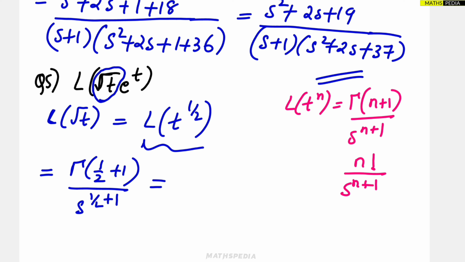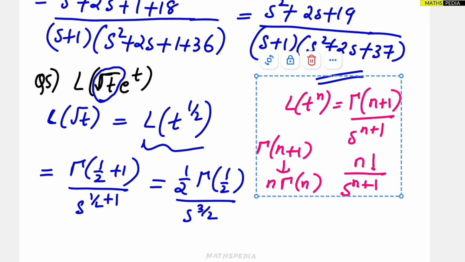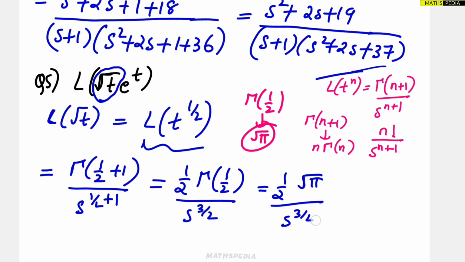Here we have already studied the formulas of gamma functions. What is the formula? Whenever you get gamma of n plus 1, it will be equal to n into gamma of n. So the same thing here: n is 1 by 2, so 1 by 2 into gamma of 1 by 2 whole divided by s power 1 by 2 plus 1, which is 3 by 2, right? Which is equal to half into gamma of 1 by 2. Again one more formula you have to remember: gamma of 1 by 2 is root pi. Okay. So root pi you have to write divided by s power 3 by 2.